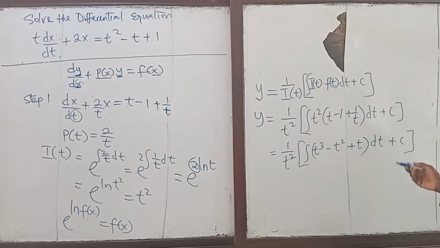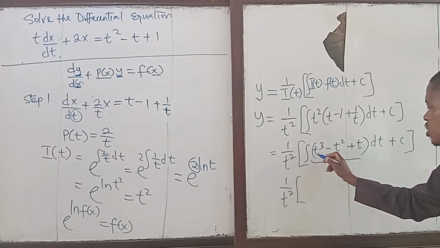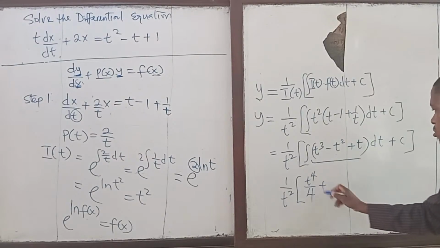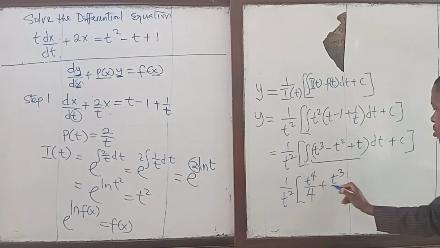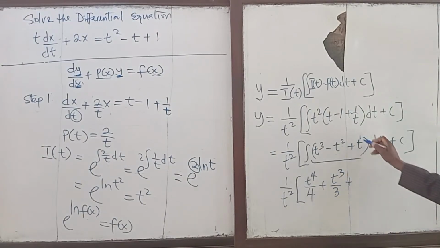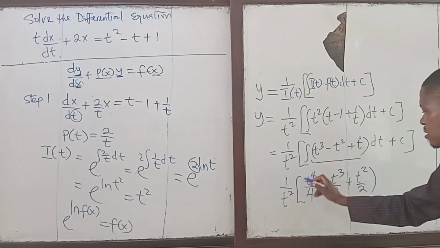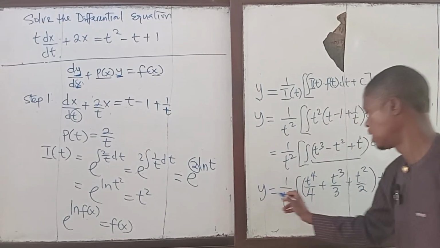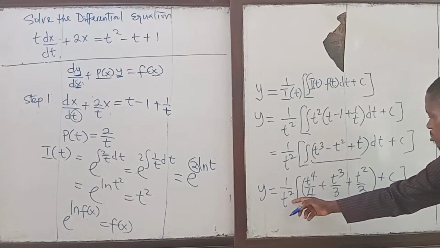Close the brackets, and then begin to integrate each of these, and that will be 1 over t squared, open your brackets. The integral of t cubed, that will be the power plus 1, that's t to the 4 over 4, plus this is a t squared, the 2 plus 1, that's t cubed over 3, plus this one has power 1, that's t squared over 2. Then close the brackets, and then plus c. So that's the y, and that is the answer. If you like, you can allow these brackets to come in.